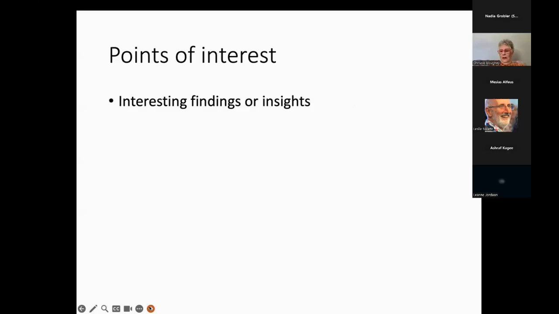Another point of interest, of course, could be interesting findings or insights. Now, I said when I first started talking that sometimes the findings are flat. They're not particularly interesting. They're what you might have expected. So what else can you find in the thesis? Or are there some findings, not all your findings, but are there some findings that are particularly interesting?